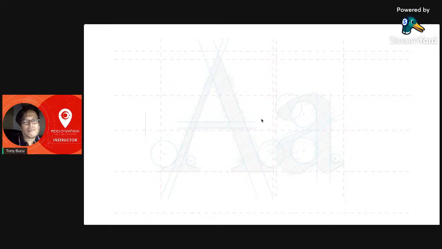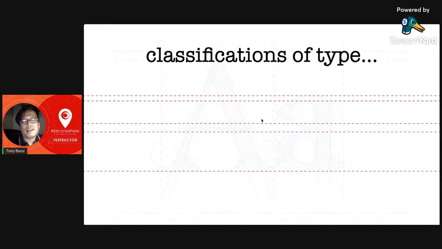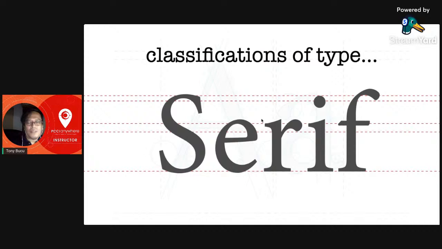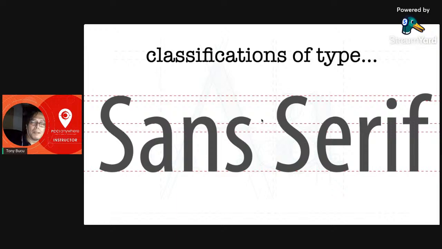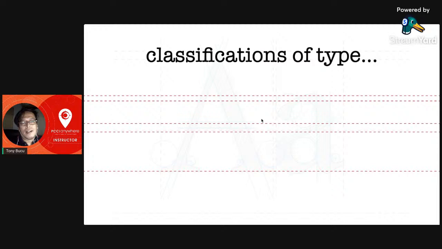Now, classifications of type. We have, of course, the serif, okay? After black letter, the very first typefaces that were created were serifs. And then, of course, we have the sans serif. The sans serif simply means no serif. So sans serif, inanggalan mo siya ng serif, yung mga extensions on the ends of your typefaces or fonts, kaya siya tinawag na sans serif. Script. Okay, script is more handwritten, same as calligraphic, and black letter, we mentioned it earlier, is actually also calligraphic.